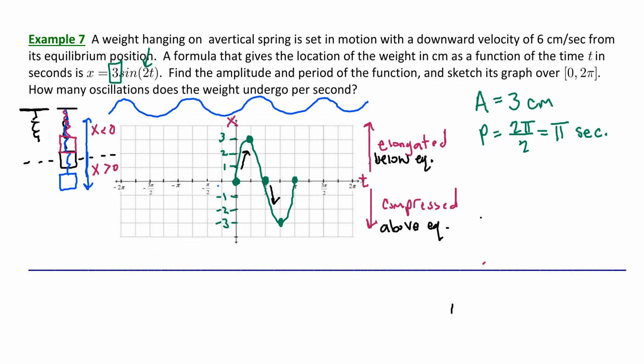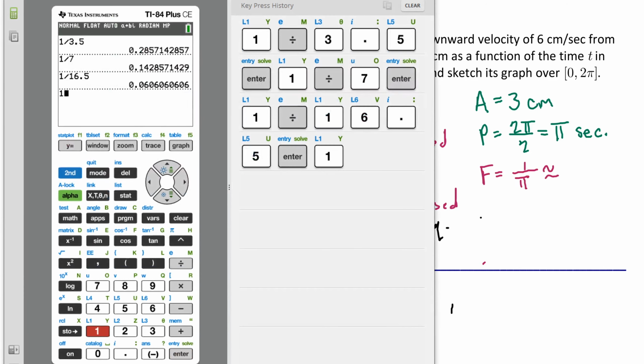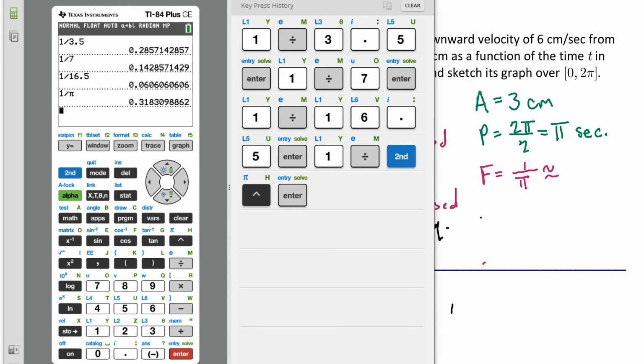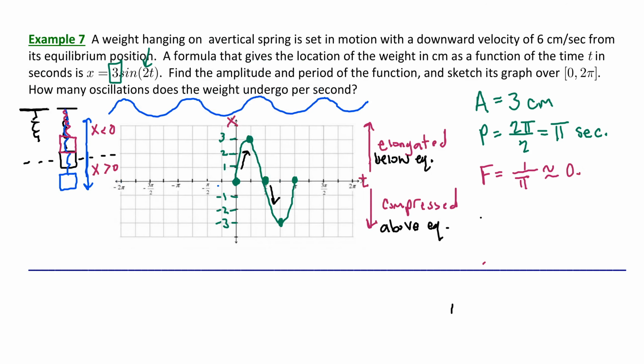Let's see if we can answer the final question. How many oscillations does the weight undergo per second? Now remember, the period describes one fundamental cycle in pi seconds. The frequency is the reciprocal of that, 1 divided by pi, or let's go ahead and approximate that with our calculator. 1 divided by pi, and we'll round it to the nearest tenth, is 0.3. So approximately 0.3, and this would be measured in cycles per second.